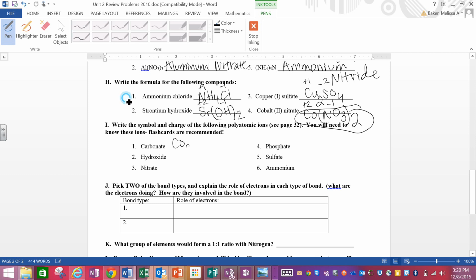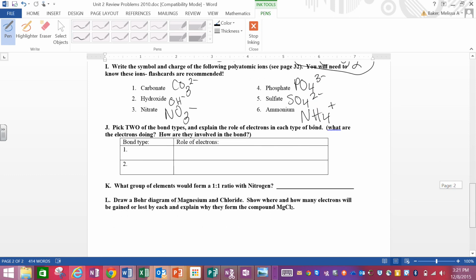Here are those polyatomic ions again. Carbonate is CO3 with a -2. Hydroxide is OH with a -1. Nitrate NO3 with a -1. Phosphate PO4 with a -3. Sulfate SO4 with a -2. And ammonium's the only positive one. NH4 with a positive 1 charge.